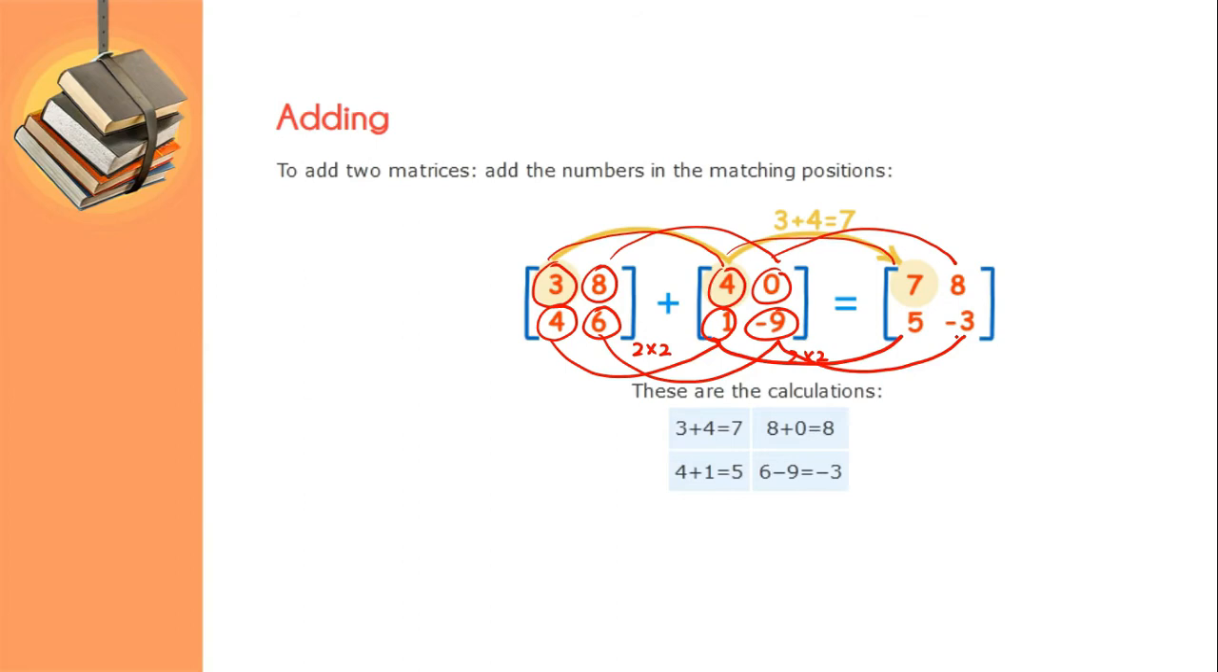So for addition, the order of both matrices must be the same. For example, if we have the same first matrix 3, 8, 4, 6, and then another matrix like 2, minus 1, we cannot add these 2 matrices because the first matrix has order 2 by 2 and the second matrix has order 2 by 1. So in this case, we cannot add these 2 matrices. For addition, the order of the matrices should be the same.